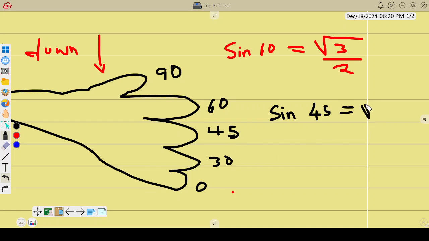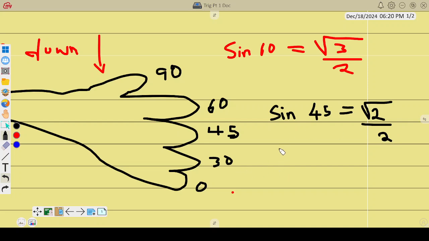So it says square root of how many numbers are below 45? We have 1, 2. So it means square root of 2 over 2. The denominator is always 2. Yeah, the denominator is always 2. You should know this. So sin 45 is square root of 2 over 2.